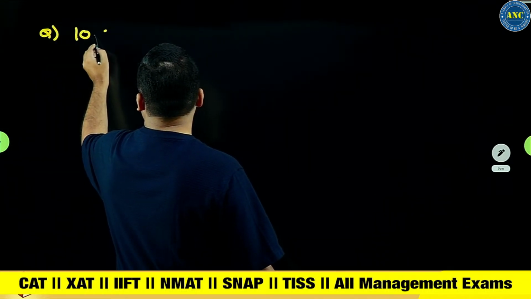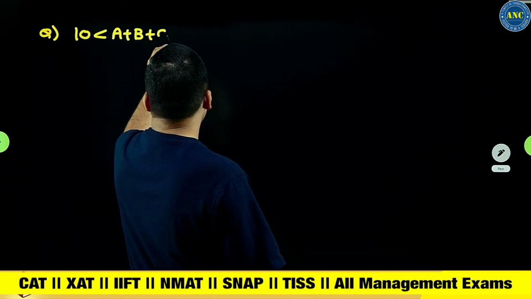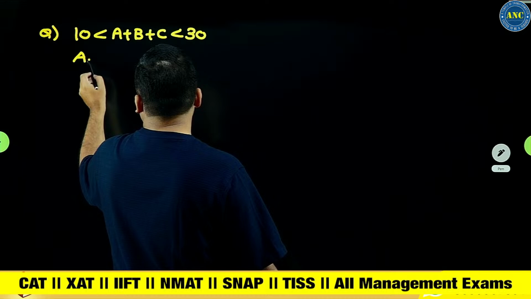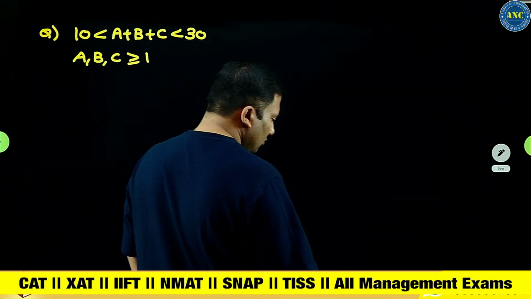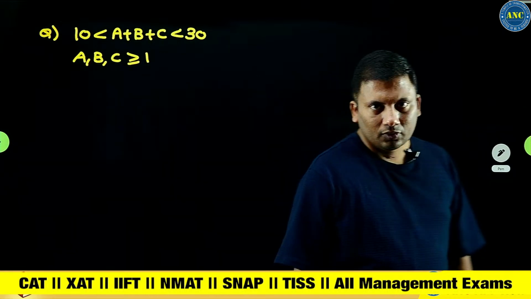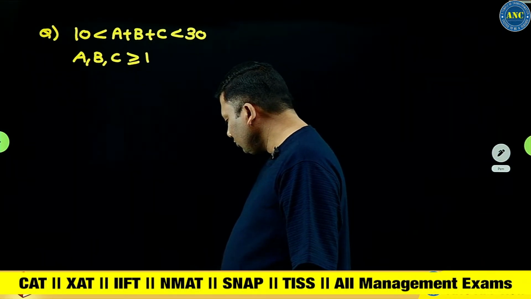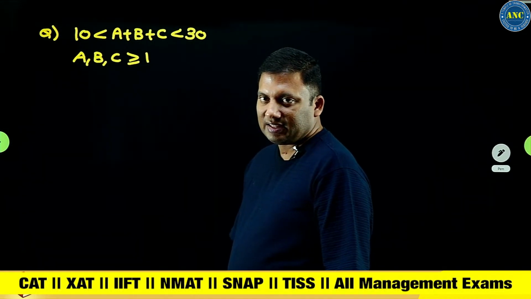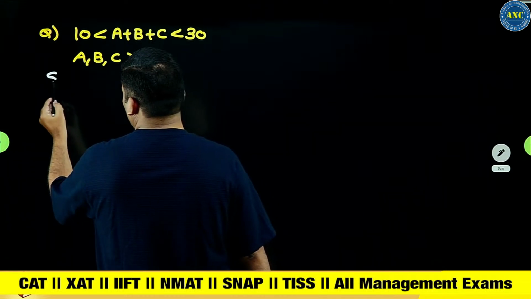10 less than a plus b plus c less than 30, where a, b, c are greater than or equal to 1. Listen carefully, sir. 10 less than a plus b plus c less than 30, a, b, c greater than or equal to 1. Solution.